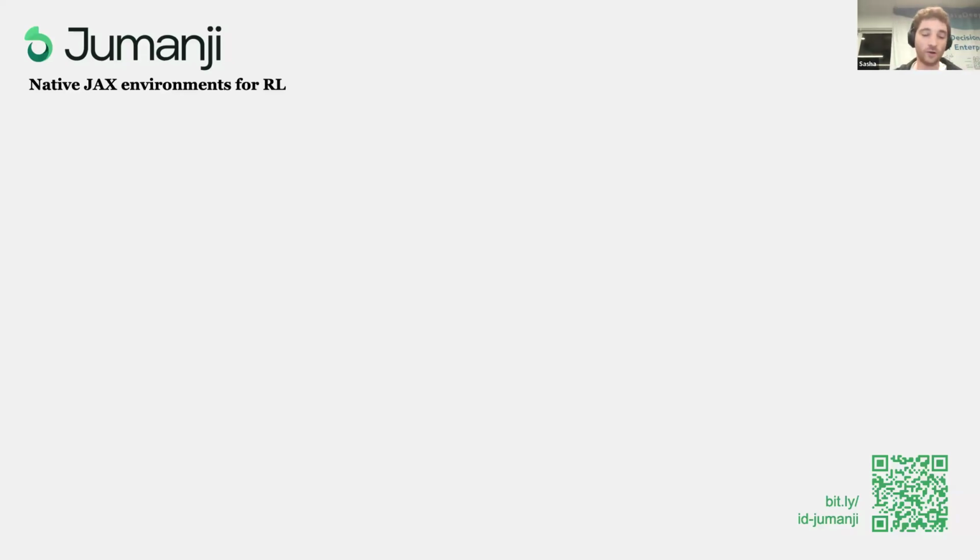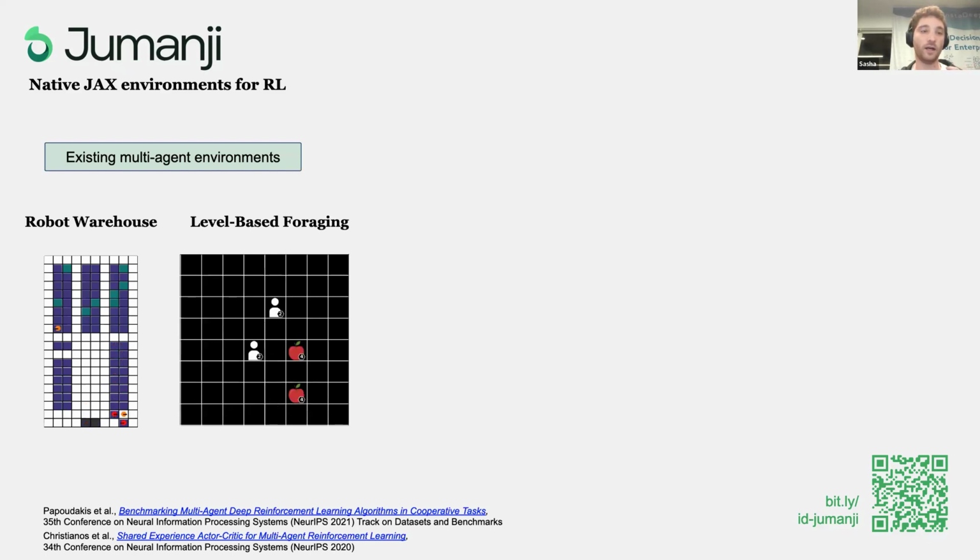Just to take you through what's in Jumanji. We have a whole lot of environments, and specifically, Jumanji is not only a multi-agent RL tool or suite. It's got a whole host of RL environments, single and multi-agent. But we thought we would start off by implementing a set of existing multi-agent environments, just so that we could have some baseline to compare to and see, is it worth this investment of re-implementing these environments? And indeed it is. I will show you a bit later some nice graphs that show the speed up you can get. But these two specifically are from the Edinburgh lab. It's robot warehouse and level-based foraging.